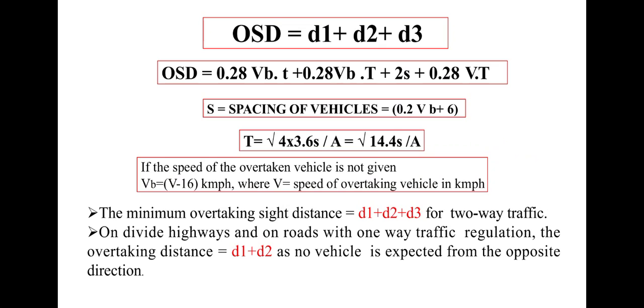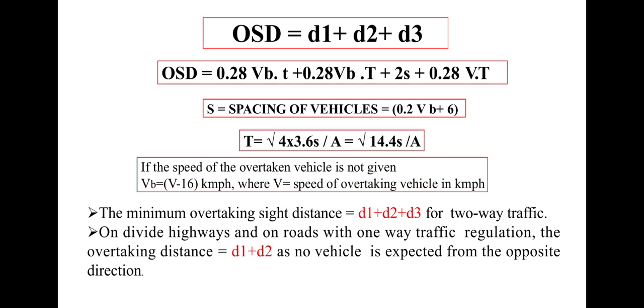These are all the values given to you in kmph. If you want to remember another formula, the overtaking sight distance will be equal to d1 plus d2 plus d3, which will be equal to vb into t plus 2s plus b plus v into t. In this we also require this small s.